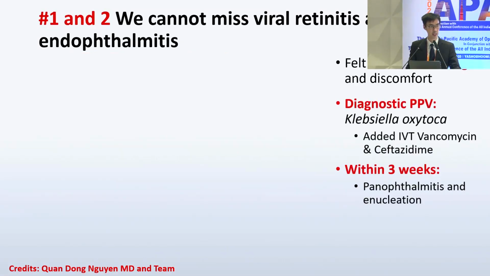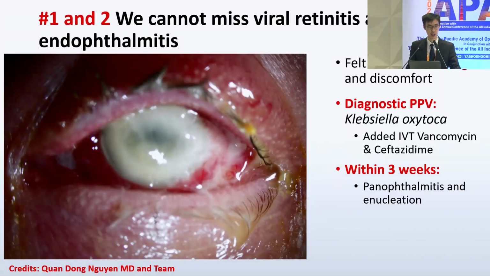Diagnostic vitrectomy was done, culture was grown, and treated intravitreally with vancomycin and ceftazidime. But even with the fastest and earliest of interventions, this patient eventually had panophthalmitis and enucleation within 3 weeks. So this just drives home the point that despite sometimes our best efforts at early diagnosis and intervention, we might still lose the battle.